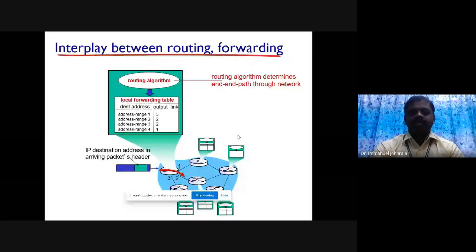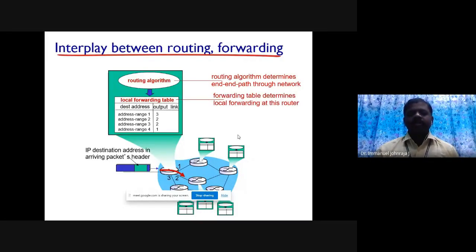Right. So the routing table is otherwise called the forwarding table. This determines the local forwarding at the specific router. We have spoken about ARP earlier. So it understands where the packet has to be forwarded as the next hop. That decision is taken by the router based on the routing information available in the routing table, or in other words, the forwarding table.